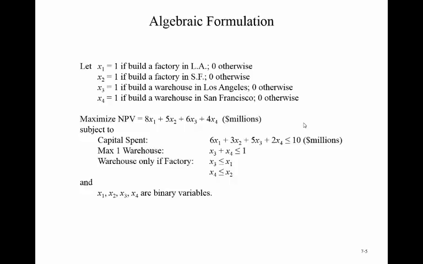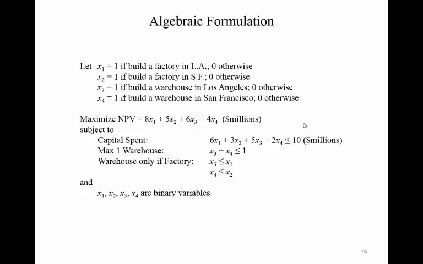You can build 1 in San Francisco, or one in Los Angeles, or not build any at all. And that's what that second constraint does. The last couple of constraints are interesting because what they say is that if you are going to build a warehouse, only do it in a place where you also have decided to build a factory.